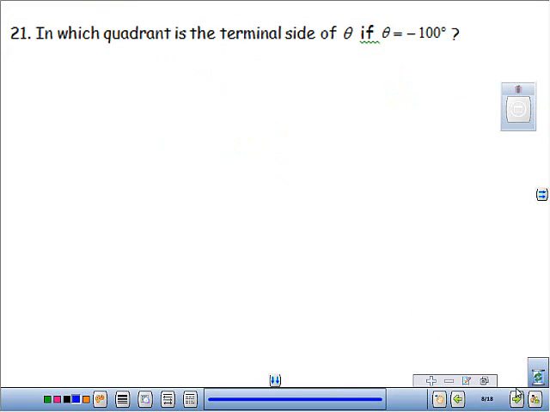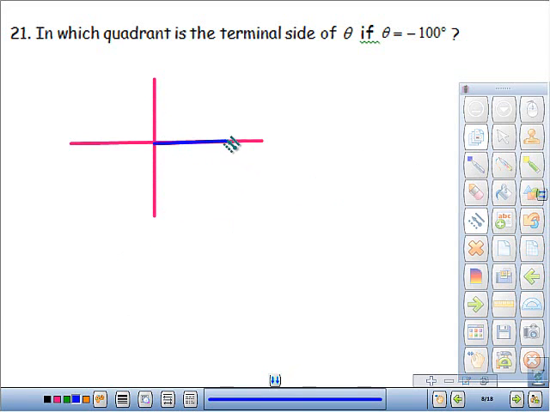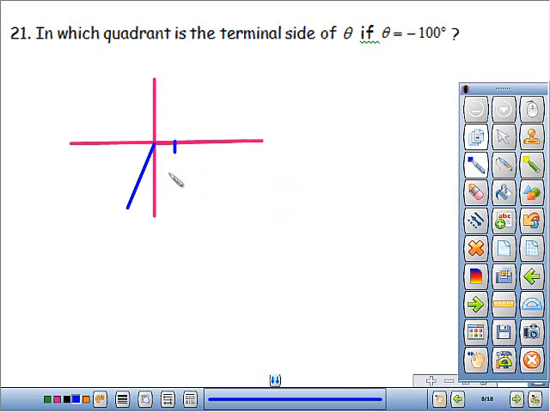All right, on 21, you're asked in which quadrant is the terminal side of theta if theta is negative 100. I'm just going to give a quick picture of negative 100 degrees. Negative goes in the clockwise direction. Here's 90, so I'm going to go 10 more. Ta-da, quadrant 3. That's just knowing that negative goes in clockwise direction.